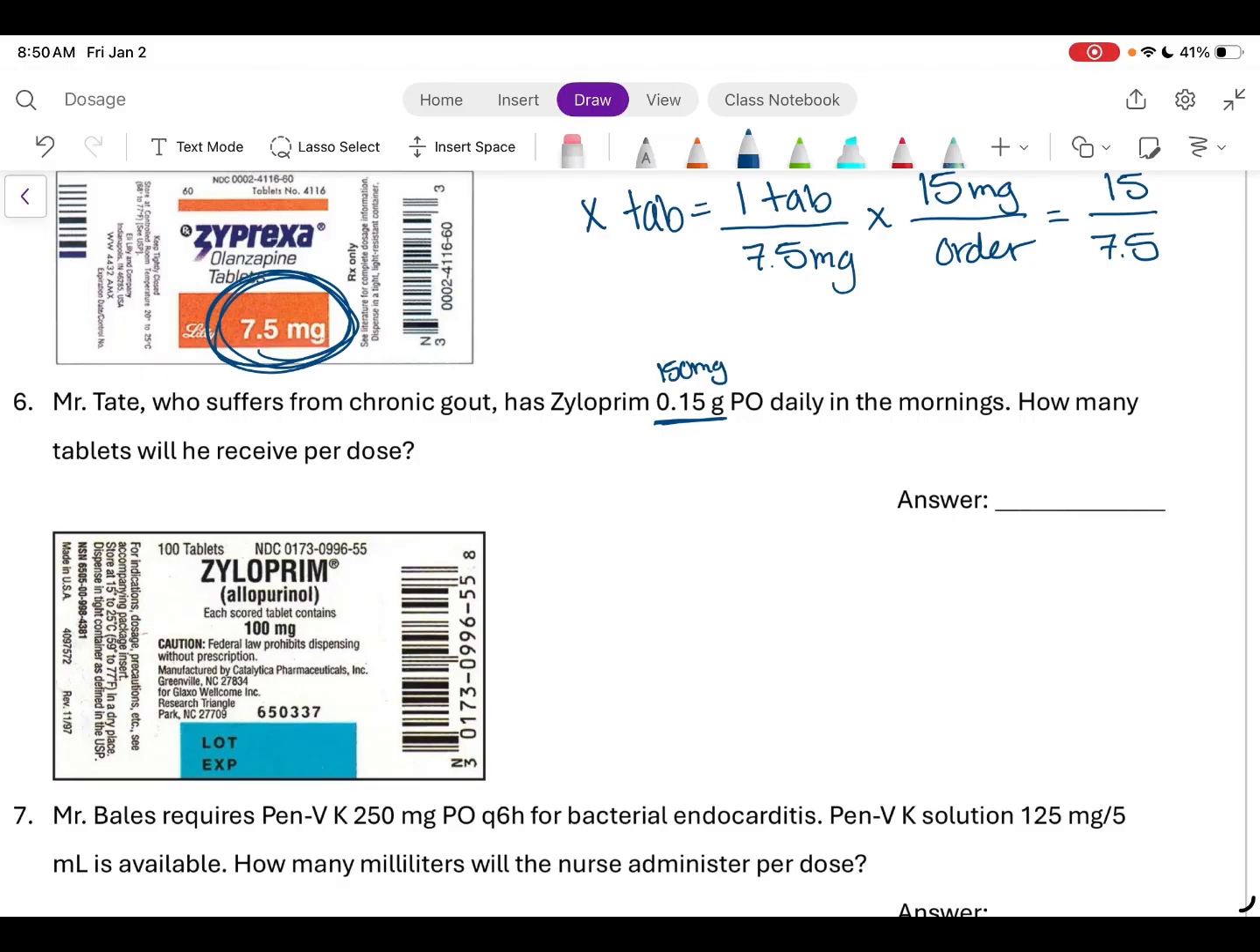All right, now I can look at this label, and right here it's telling me that each tablet is 100. So how many tablets is my question? X tab. One tablet is 100. My order is 150.